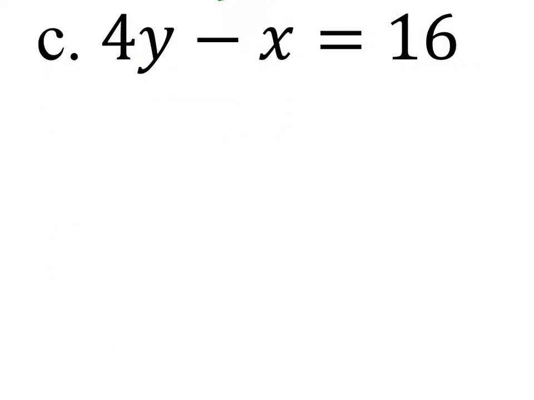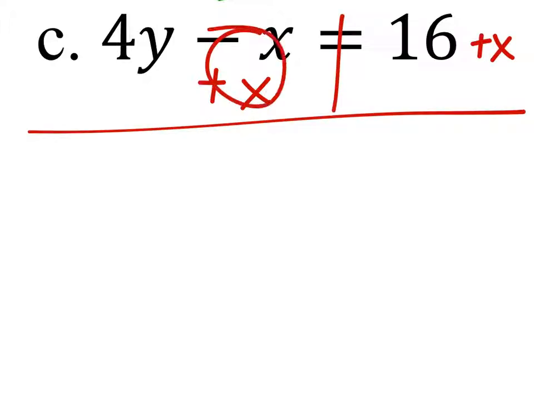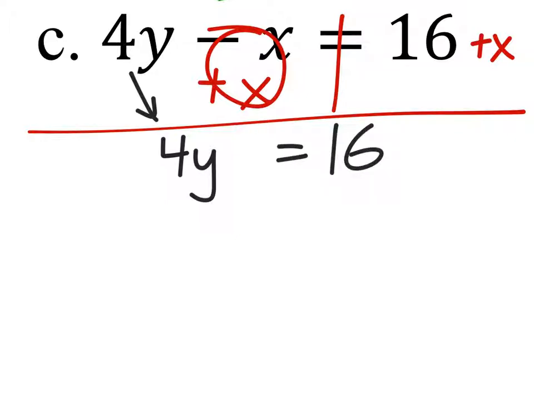All right, we get kind of used to just moving that first term over to the other side, so be careful not to subtract 4y from both sides. Let's just go ahead and add x to both sides, like this, giving us a 0 right here. Still got this 4y, but now it equals 16 plus x.